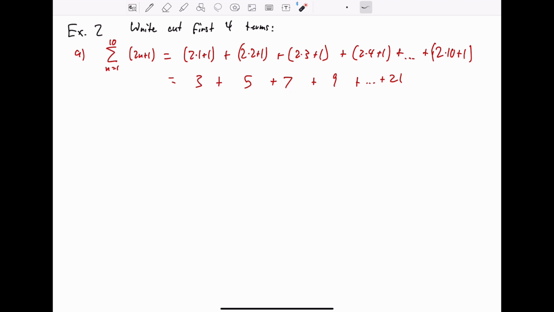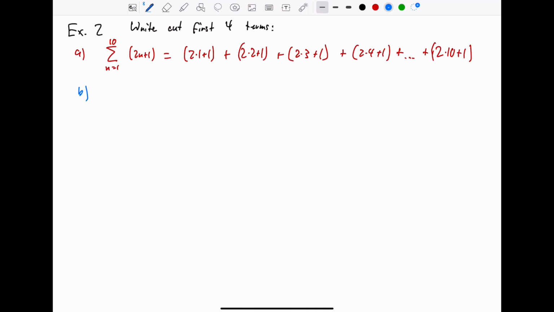Notice here in the expanded version that there is a difference of 2 between each of these terms. 3 plus 2, 5. 5 plus 2, 7. 7 plus 2, 9. Where does that difference of 2 between the consecutive terms come from? It comes from this 2 right here. Multiplying by 2 in the sigma notation will give us a difference of 2 in the expanded form. That's something that we'll see in a future example. Let's look at part B.